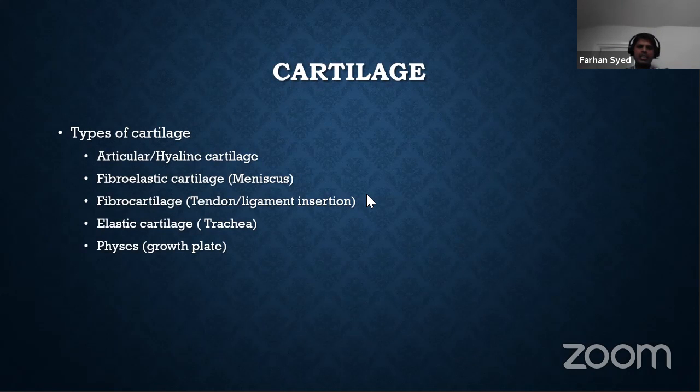Types of cartilage. The various types of cartilage that we come across in our body are the hyaline or the articular cartilage, the meniscus, which is a fibroelastic cartilage, and the fibrocartilage, which is at the tendon or the ligament insertion. So the tendon or the ligament, just before inserting into the bone, converts into fibrocartilage. The elastic cartilage is found in the trachea, and finally, there is the physis and the growth plate.